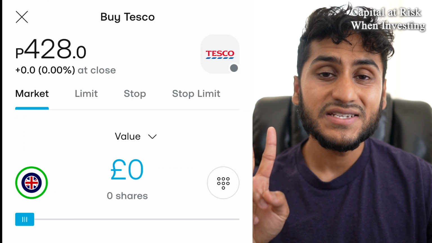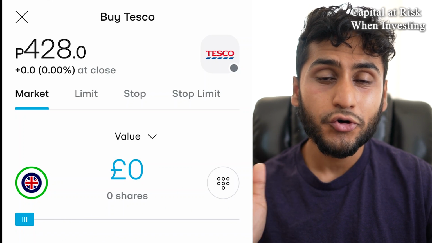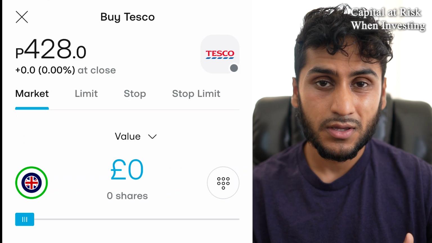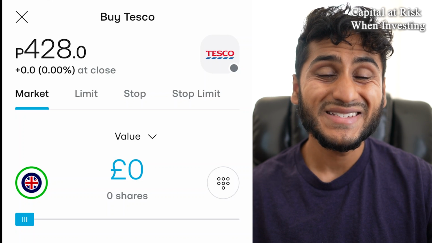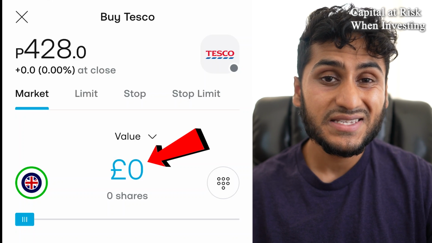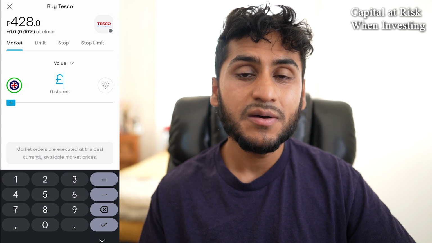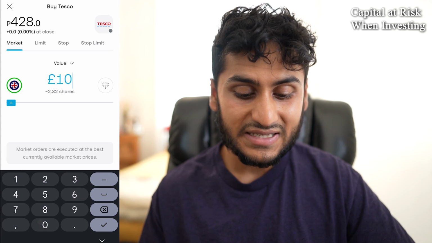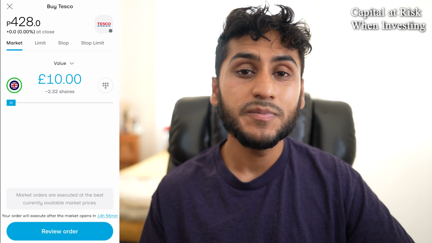So there are essentially two ways in which you can control the amount you spend on your stock. For example, if you only want to invest £10 into Tesco, what you can do is press where it says 0 right now. When you press that, a number field will come up and then you can put in 10. Now, this means that you are going to be buying only £10 worth of Tesco stock.